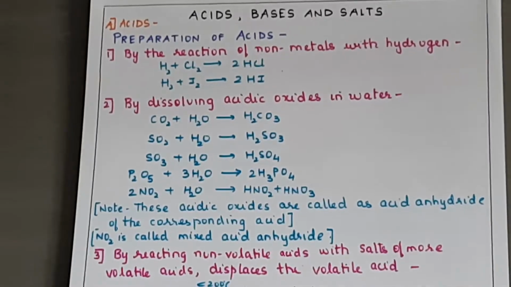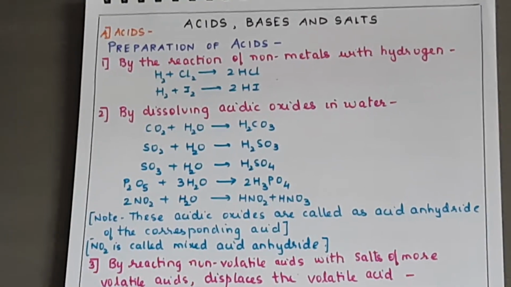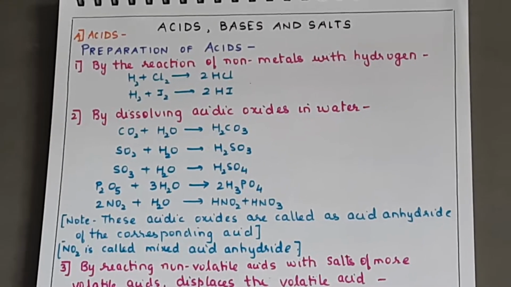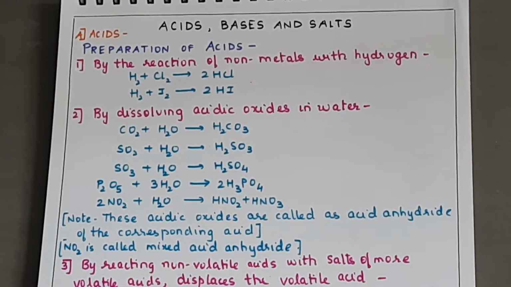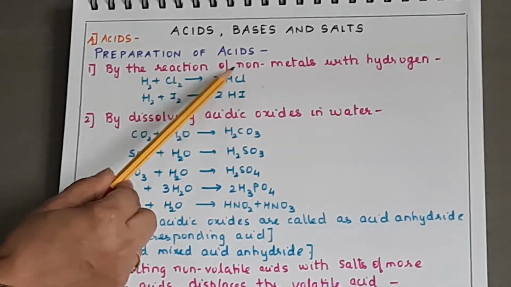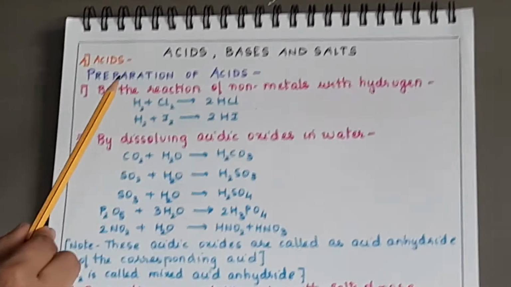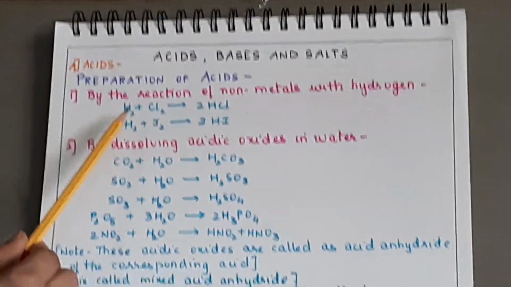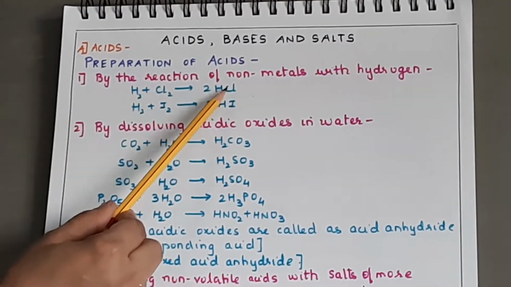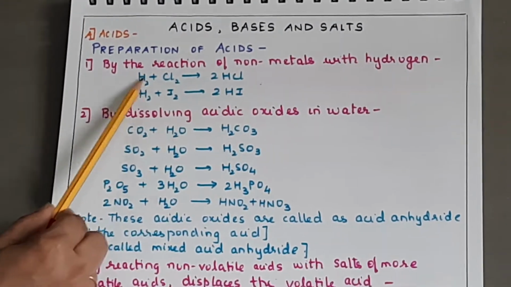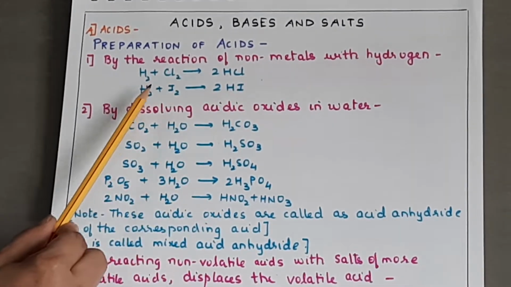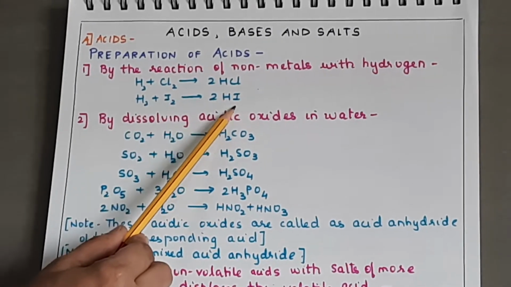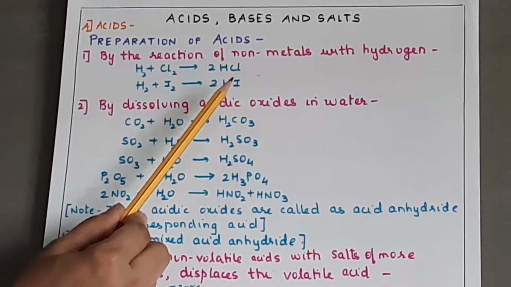Now we will have a look at the preparation of the acids. All these reactions you have to write down. First is by the reaction of non-metals with hydrogen. Non-metals like chlorine, iodine, etc. will react with hydrogen to form the corresponding acids. So H2 plus Cl2 gives 2HCl, H2 plus I2 gives 2HI. This is hydrochloric acid, hydroiodic acid.